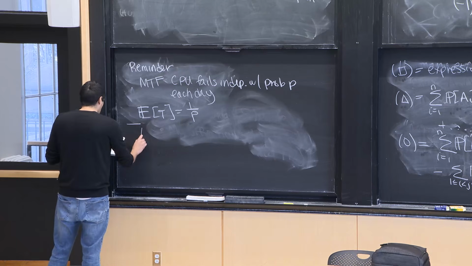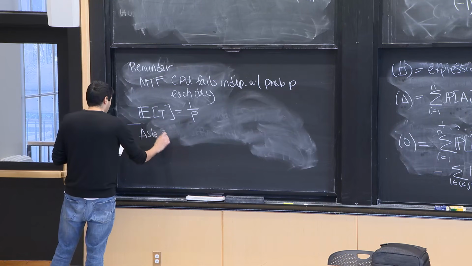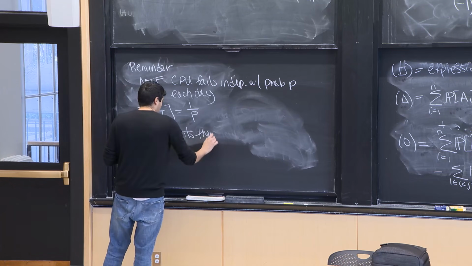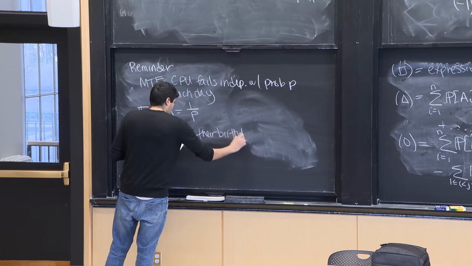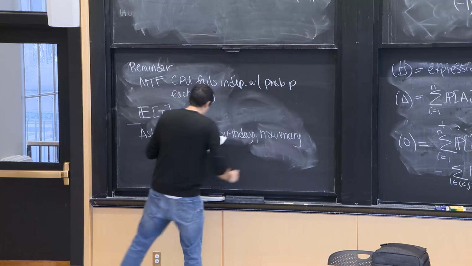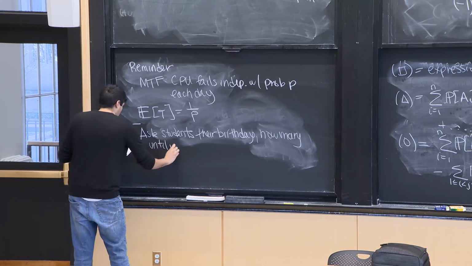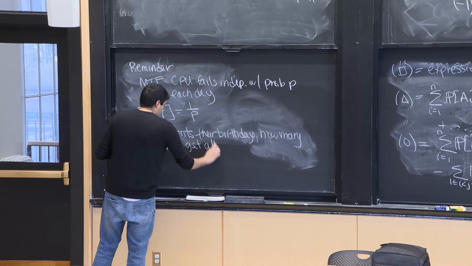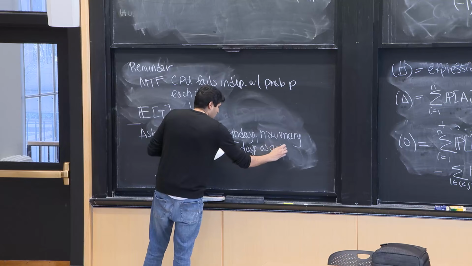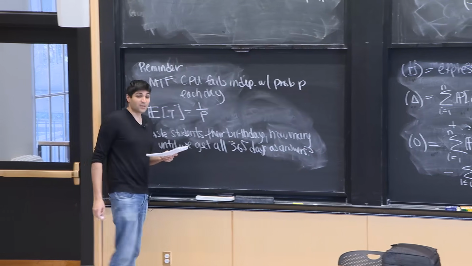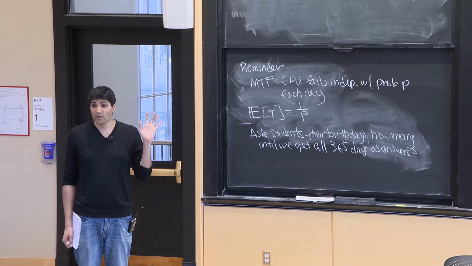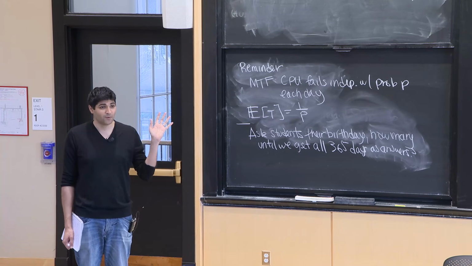So let's consider the following experiment. What I'm going to do is ask students in a huge class, okay? I'm going to ask them their birthday. And I want to know how many students we have to ask until we get all 365 days as answers. This is a leap year, so I guess we could ask a slightly different question this year. But we're going to assume that everyone's birthday is uniformly at random, right?